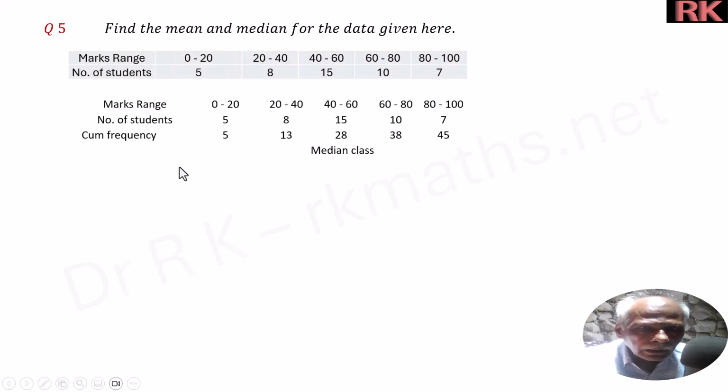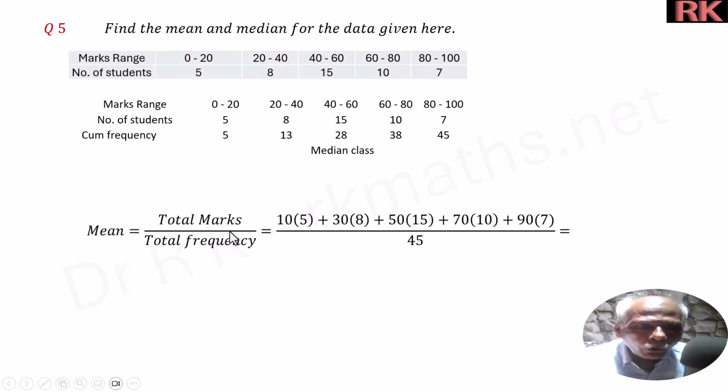We will find the average now. The mean marks is total marks divided by total frequency. So what we will have to do is the midpoint of the interval, that is 10, into frequency of that interval, that is 10 into 5, plus similarly the midpoint of the interval is 30 here, 30 into 8, plus midpoint of 40 to 60 is 50 into the corresponding frequency is 15, plus midpoint of 60 to 80 is 70 into the frequency is 10, plus midpoint of 80 to 100 is 90 into frequency is 7.